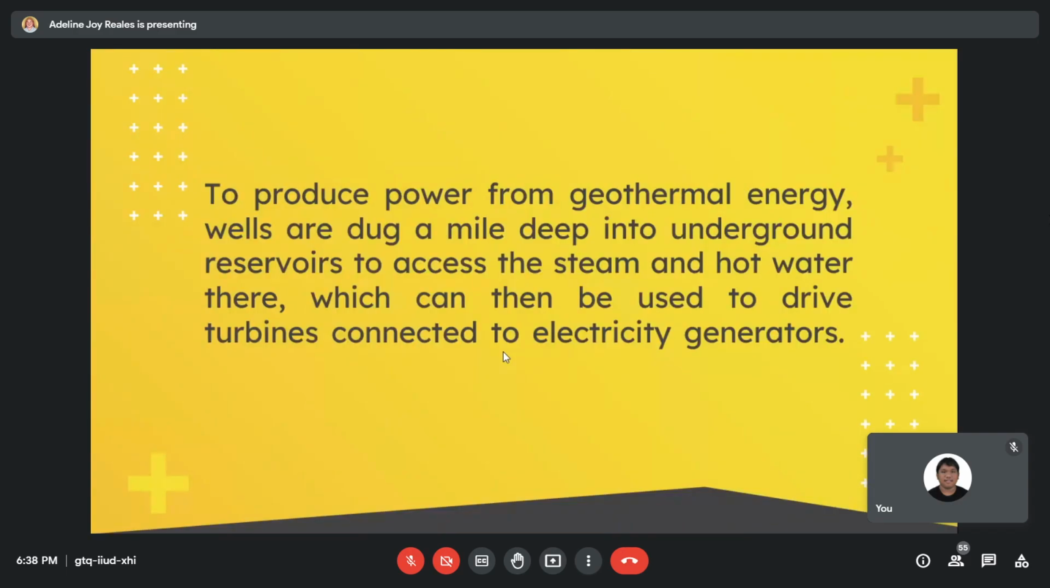So to produce power from geothermal energy, wells are dug a mile deep into underground reservoirs to access the steam and hot water there, which can then be used to drive turbines connected to electricity generators.